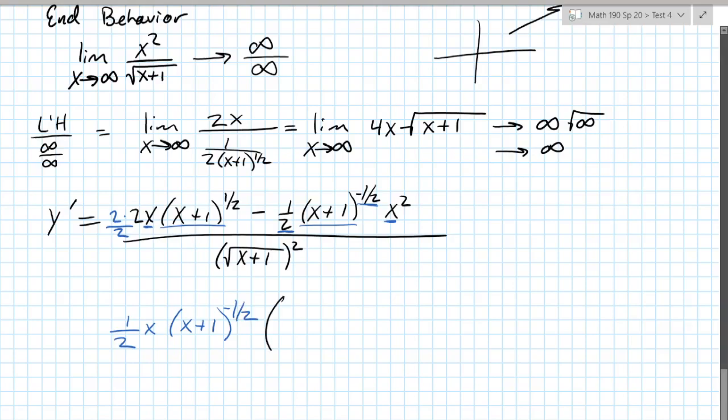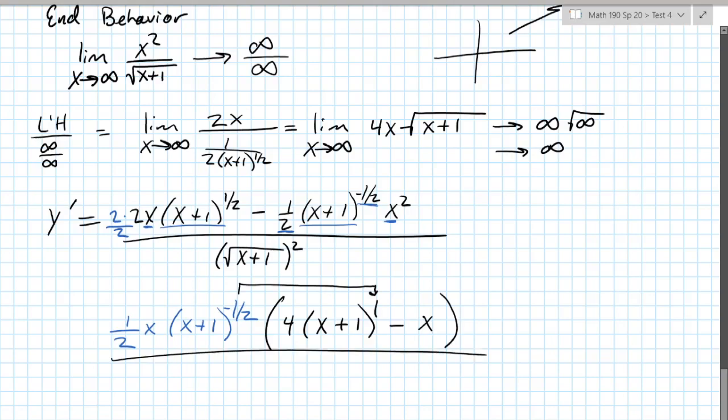A 2 times 2 gives us a 4. An x plus 1 to the positive 1. Note this times that, you would add the powers to get a positive 1/2 there. Here's our minus. We factored out the half. We factored out x plus 1 to the negative 1/2, and we factored out an x. So we're left with just an x there. And this is all divided by x plus 1.